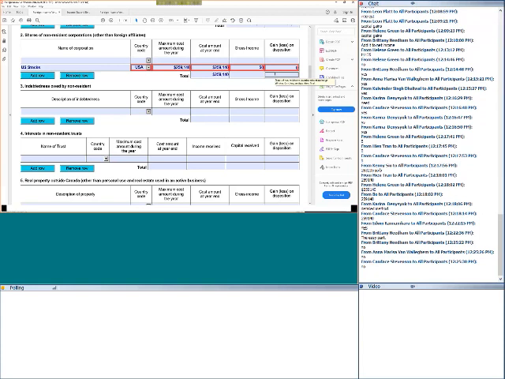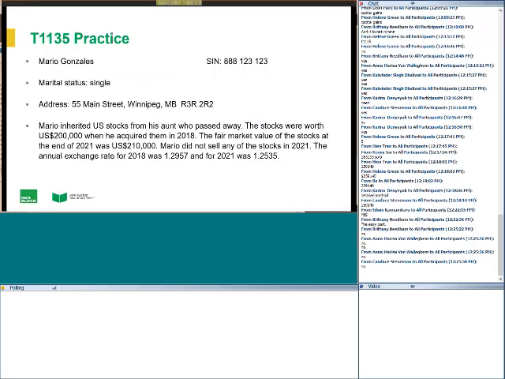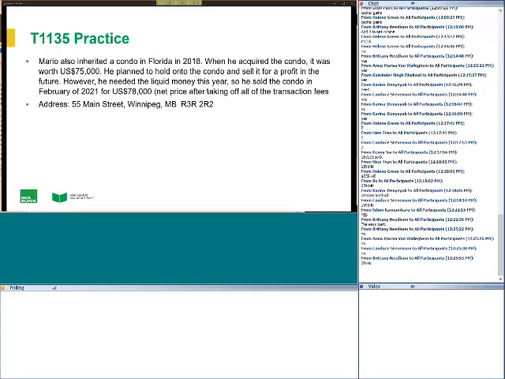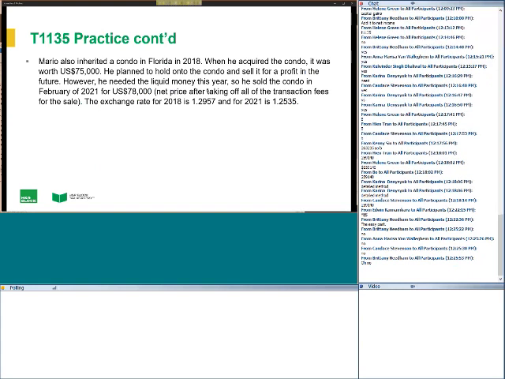Okay, are there any questions about what I did? If not, we're going to practice the next one, because I'm going to tell you his aunt was very nice and she loved him very much and she left him even more things. So let's try some of the even more things. Okay, I'm going to take this away. I'm going to go back to here, and I'm going to say he also inherited a condo in Florida in 2018. When he acquired the condo, it was worth $75,000 American.